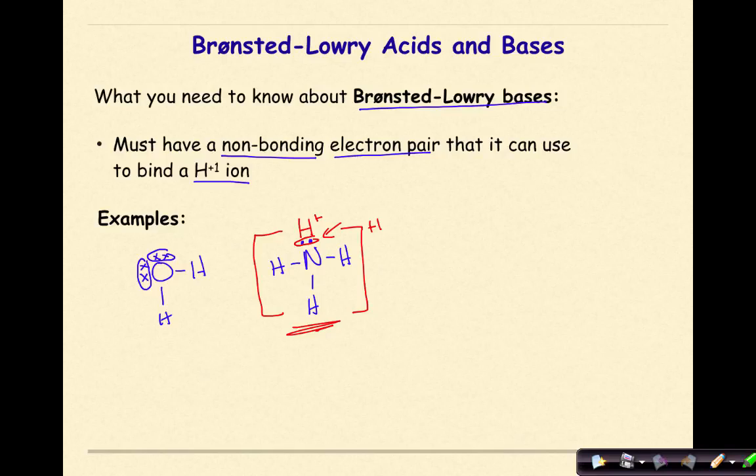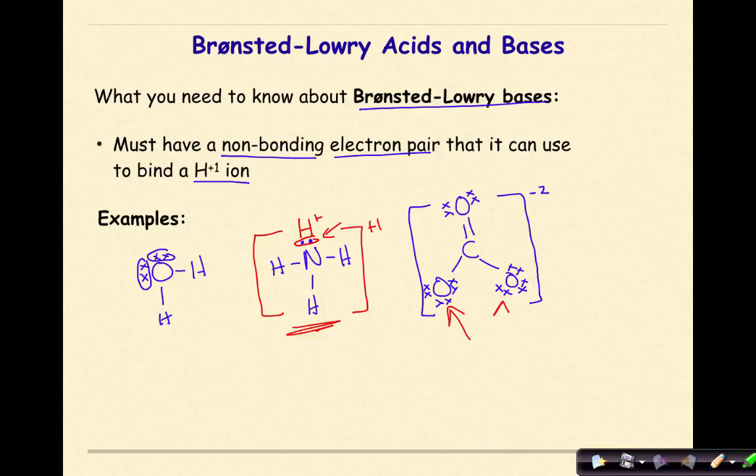Another example could be the carbonate ion. Here with the carbonate ion, there are a lot of lone pairs available that the hydrogen ion could come in and bond to. This is a Bronsted-Lowry base because it can accept a hydrogen ion.